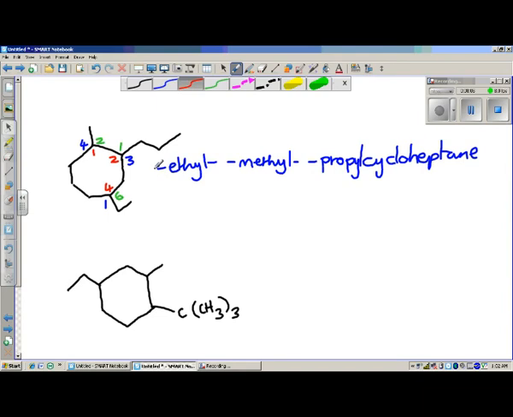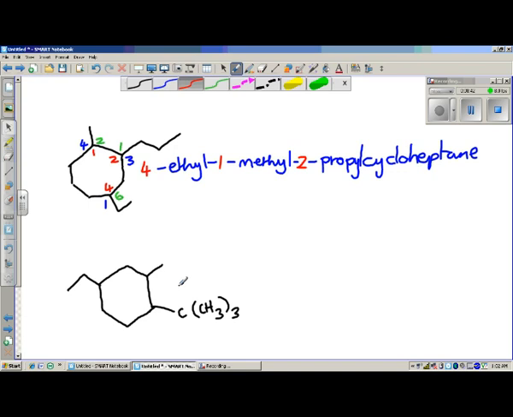And then all you have to do is just match the location number with the substituent. So for example, using the red numbering system, ethyl is on 4, methyl is on 1, and propyl is on 2. So here in tri-substituted cycloalkanes, it's not necessarily the substituent that comes first alphabetically that gets the lowest number. It may work out to be that way if you do this, but it's not always going to be the case.